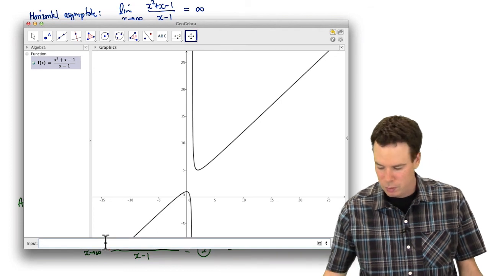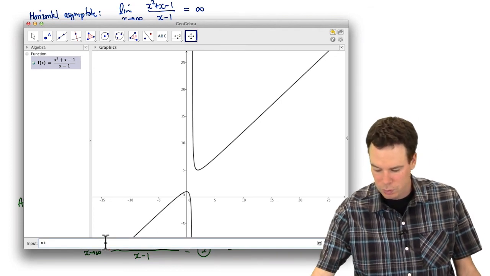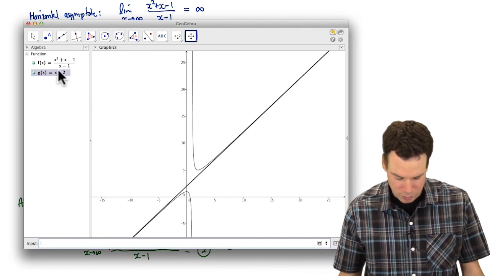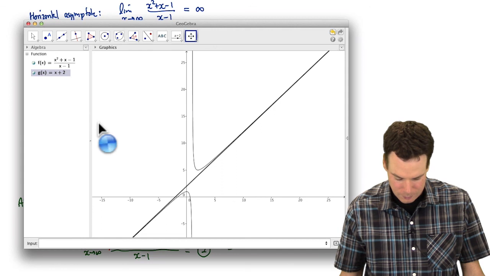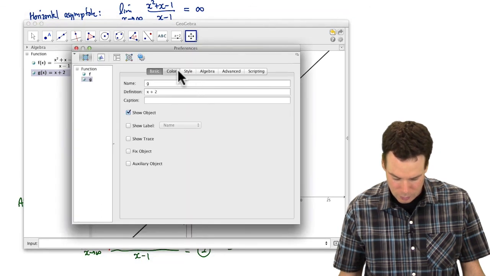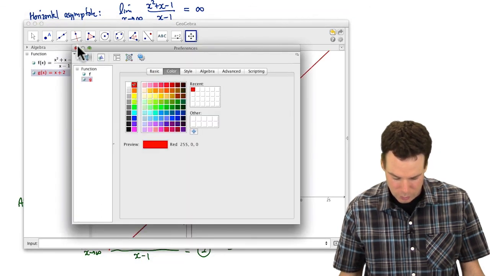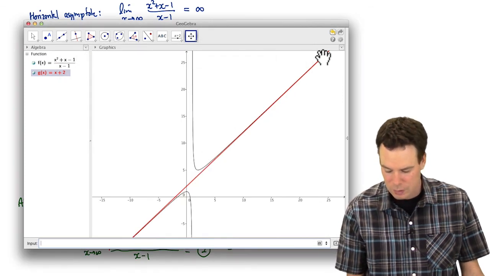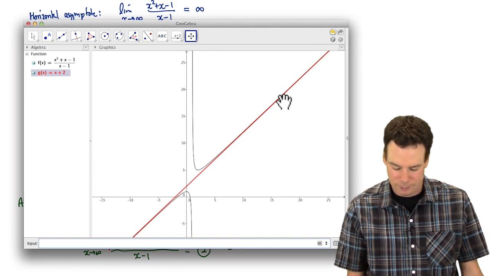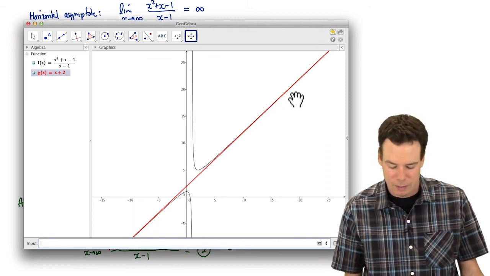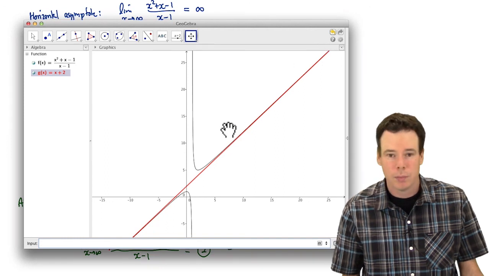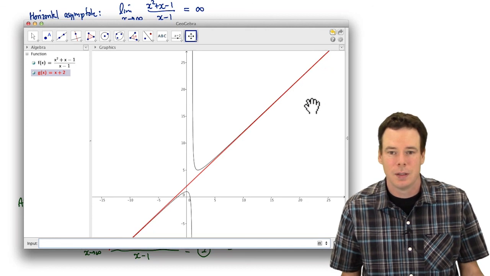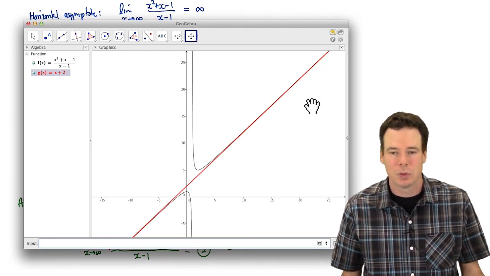What kind of linear function is it behaving like? Well, that's what we worked out. We saw if we go x plus 2 and sketch its graph, I'm going to change the color of that so you can actually see it plotted. So let's change it to red. Then we can see that the function is heading off towards infinity, much like a linear function does. That's what it means to be a slant asymptote. The function's blowing up, but it's blowing up like this linear function does. It's heading off to infinity in the same way. So that's a slant asymptote.